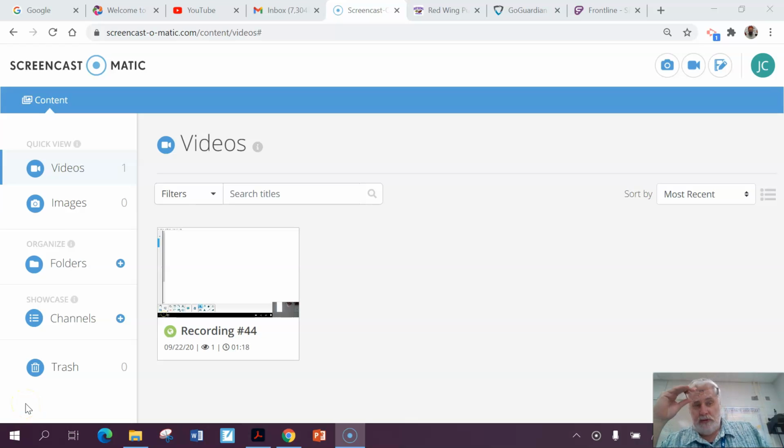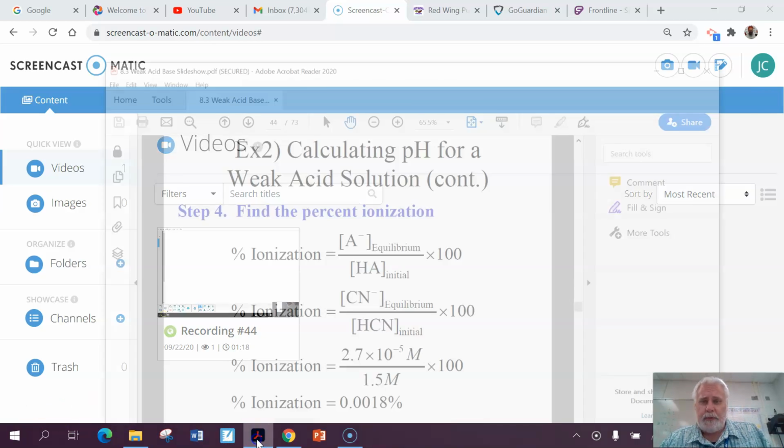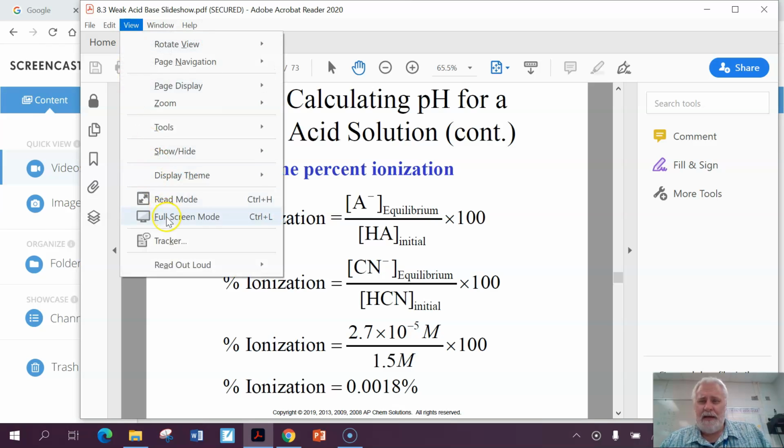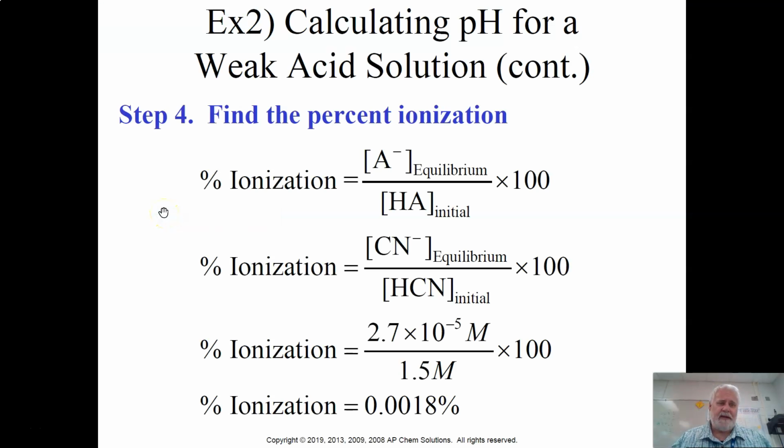Okay, welcome to 8.3, lecture number 3. If you will recall, we left off figuring out how you can figure out the percent ionization, which is just, basically how much of it ionizes. You can see for this example that we did a very weak acid, a very, very small percentage of ionization.